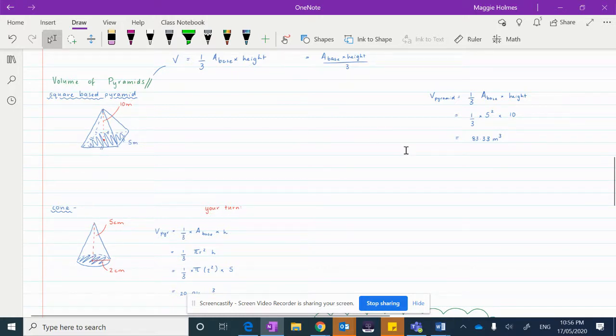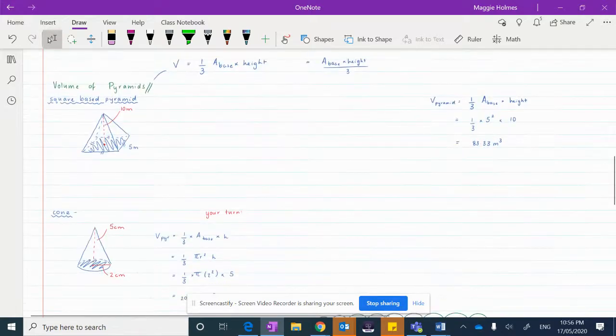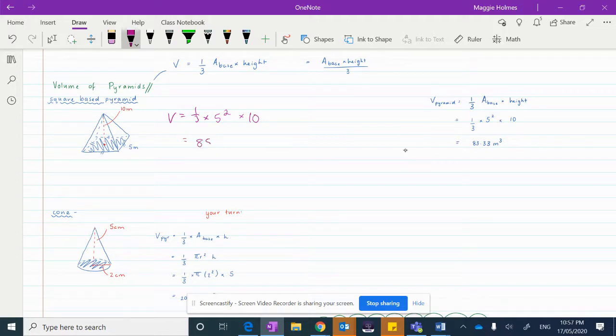Alrighty, so we are again just subbing into a formula. A third times area of the base, this is 5 by 5, so that's 5 squared, times the height, which is 10, which works out to be 83.33 meters cubed to 2 decimal places. The cone working is here as well. You can see we've got a third times the area of our base, which is a circle, multiplied by the height there.